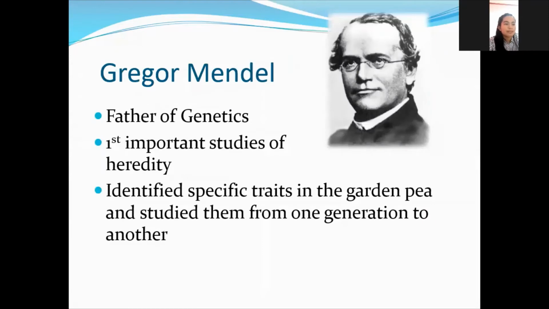We know this person, okay? This is Gregor Mendel. Gregor Mendel is one of the most important personalities that we're going to study when we talk about genetics. Gregor Mendel identified the specific traits in the garden pea. His experiment was based on a garden pea, and he studied them from one generation to another.